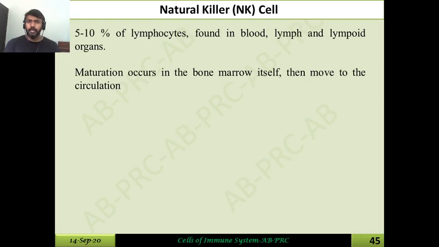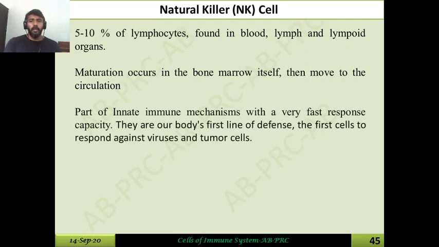Similar to lymphocytes like B cell, they undergo their processing like maturation and development in the bone marrow itself. Then after that, usually they move to the circulation, and from there they can migrate to the peripheral sites. They have a kind of immediate response capacity, and hence they are part of the body's defense in a very significant way. They act as the first line of defense, mostly against viral infections and also against tumor development.